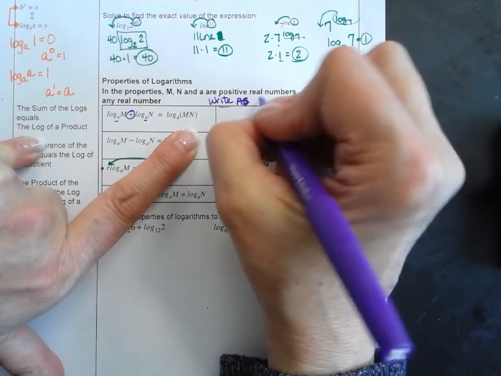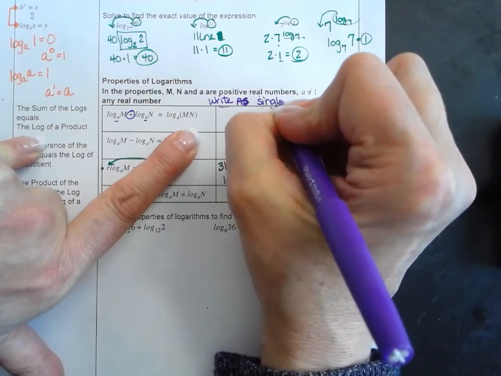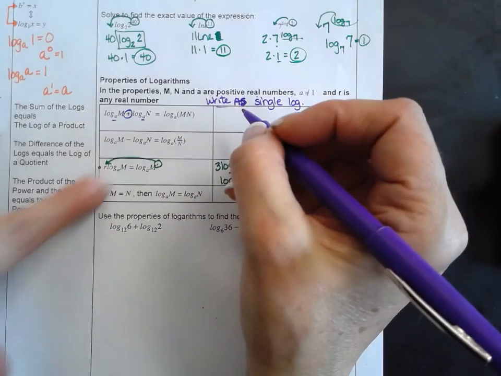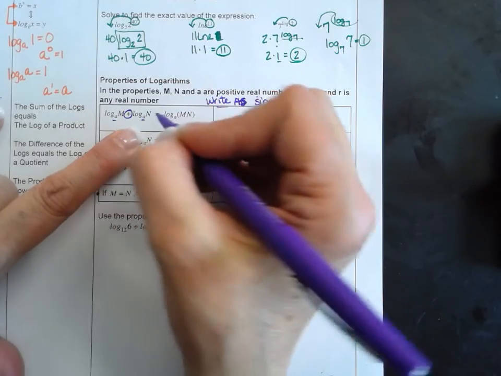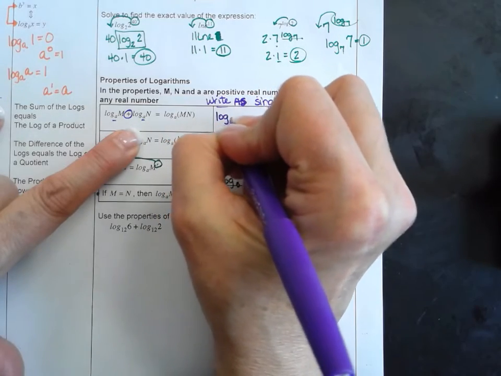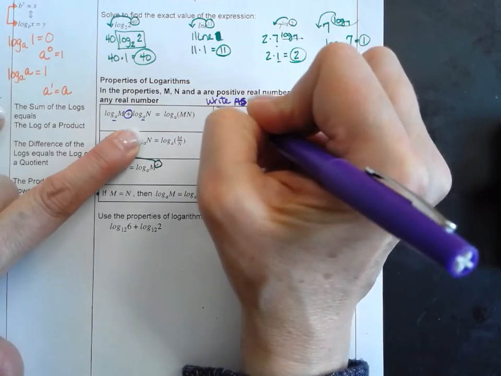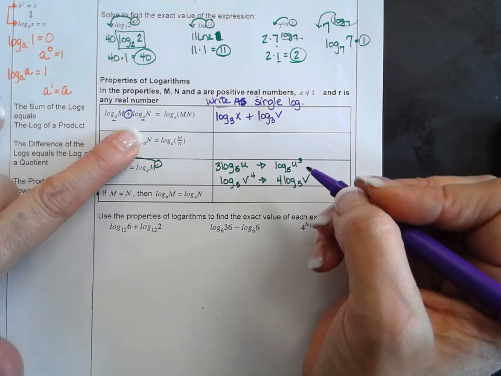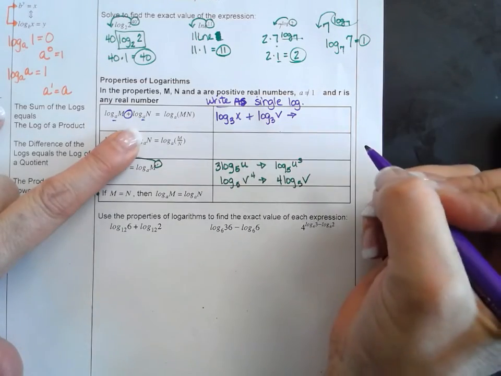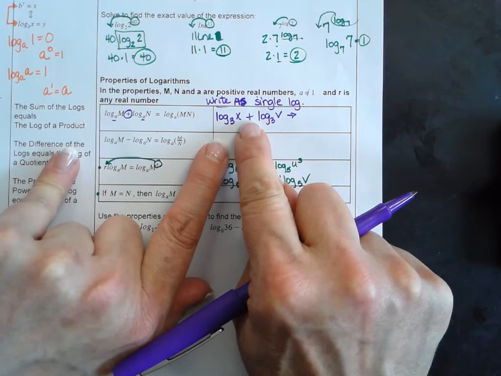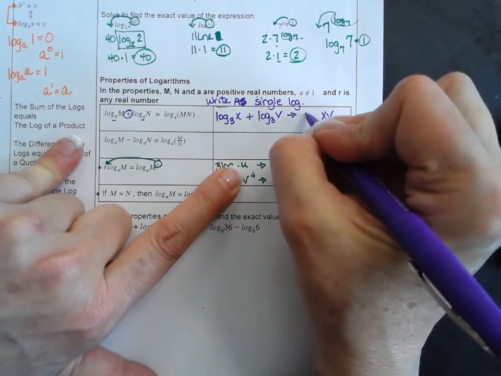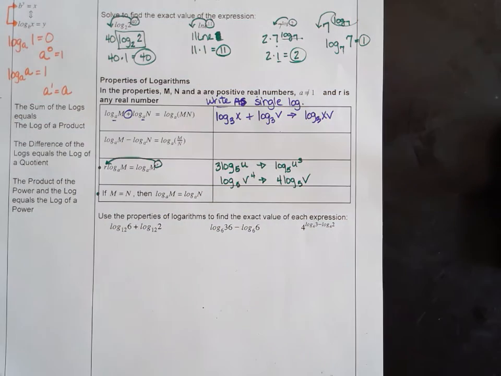It's crazy. So the goal is to write as a single log, or separate them out. Either way. Today, our goal is to write as a single log. So, let's say I had log base 3 of x plus log base 3 of y. If I want to write it as a single log, since I'm adding, that means I can multiply the two because I have the same log base 3.